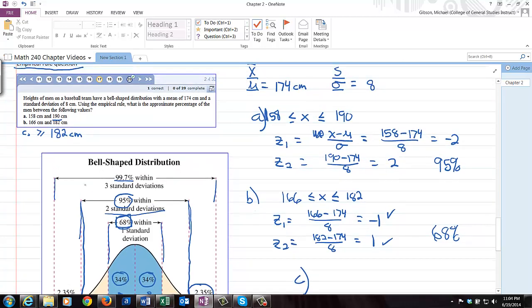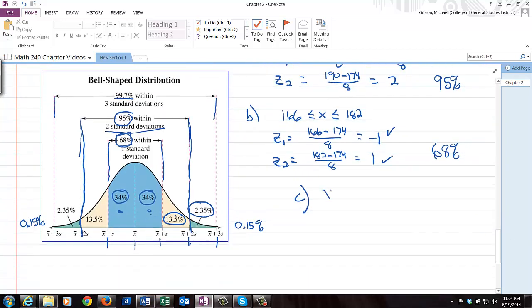Now, one thing about the empirical questions that's different from the Chebyshevs is they don't have to match. Like the 2 values here were 2 below and 2 above, and 1 below and 1 above. They don't have to do that, and they don't always. For example, they could ask you this: what percentage of the data is greater than or equal to 182 centimeters? So that would be x greater than or equal to 182.